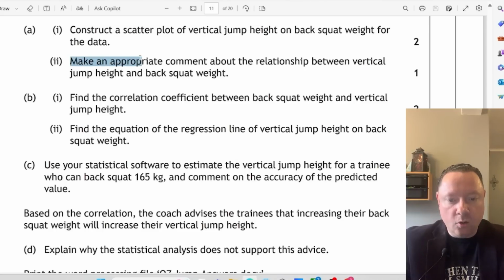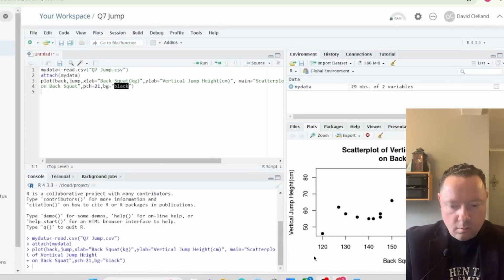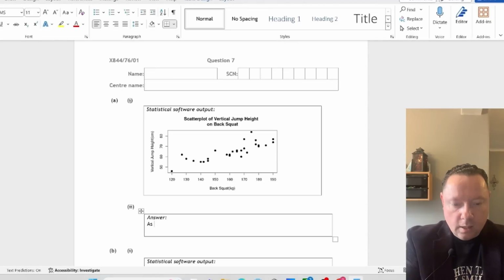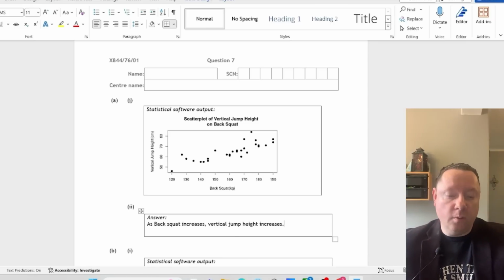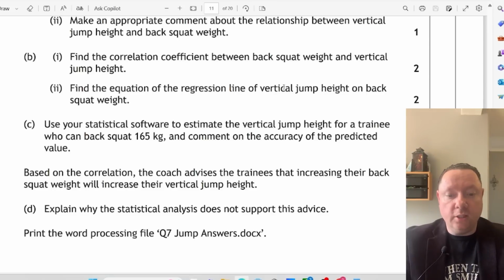Make an appropriate comment about the relationship between vertical jump height and back squat. So copy that, put it in here. As back squat increases, vertical jump height increases. Or you could say approximately there is a positive linear relationship between back squat and vertical jump height. Part B1, find the correlation coefficient between back squat weight and vertical jump height.